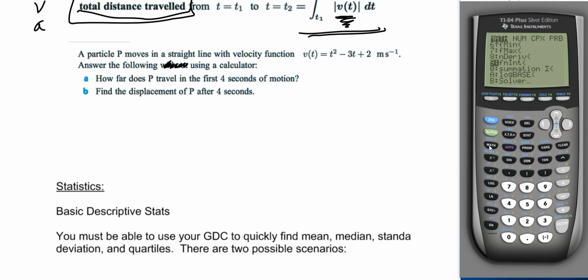Math, F integral. It'll work the second time. The first 4 seconds of motion, so we're going from 0 to 4. I'm going to type my equation, but I have to do this with the absolute value. Remember, with this one, I have to do the absolute value.